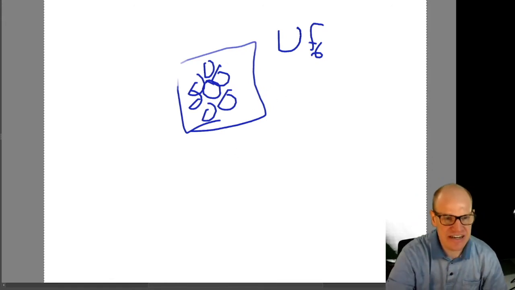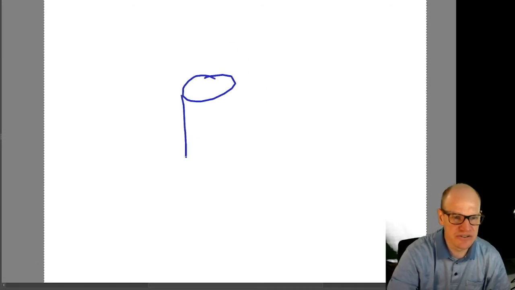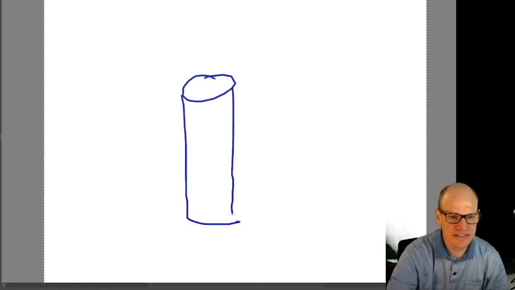You then take this gas and you put it in a cylinder. Here is your cylinder. It looks like this.